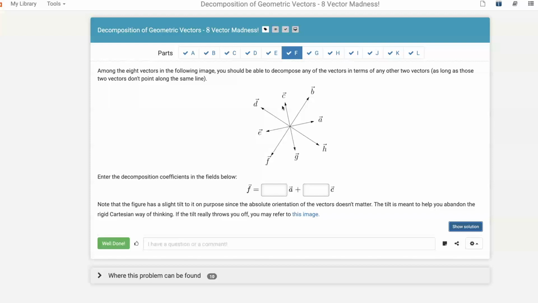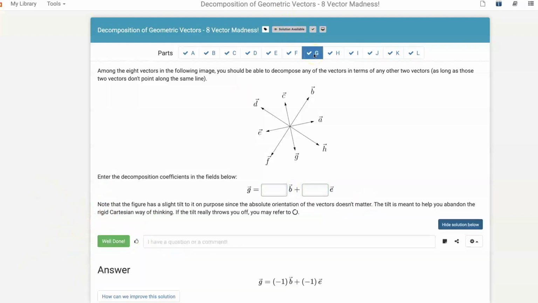And we know exactly how to get B. B is A plus C. That was part A of this problem. It was A plus C. And because F is minus B, it has to be minus A minus C. Or, in the language of linear combinations, minus 1A minus 1C.